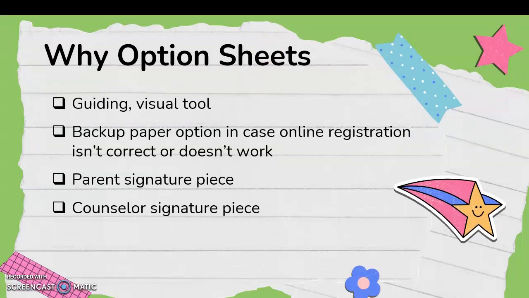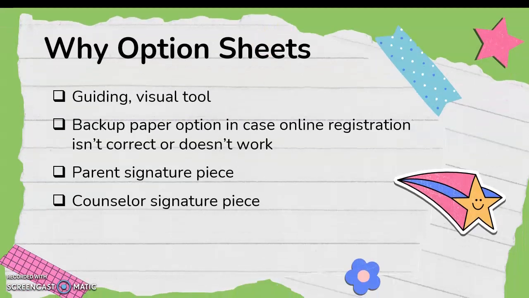All right, so why are we using option sheets? So option sheets are the paper form that we just showed you guys. They're on the website. You also received a copy in advisory. We are using the option sheets because it's nice to have a visual of what your next year schedule will look like. You can handwrite your classes in there. It's also nice to have a backup option in case something goes wrong with your online registration. We have a backup to use.